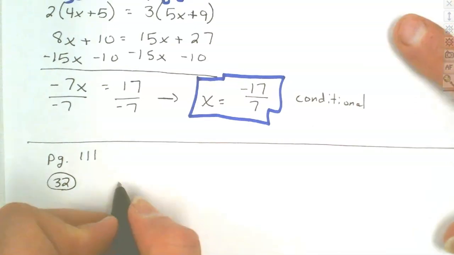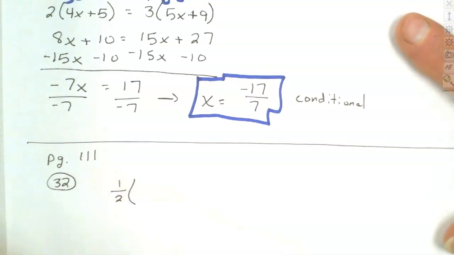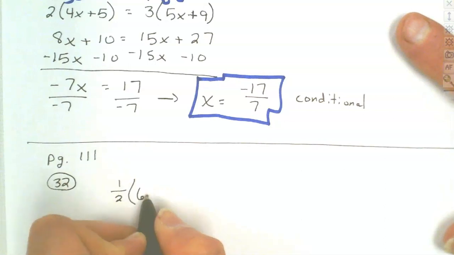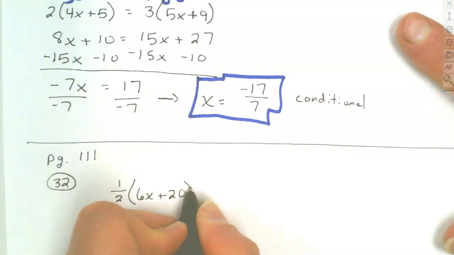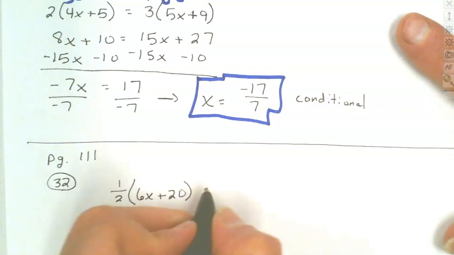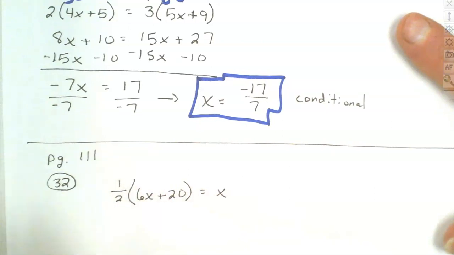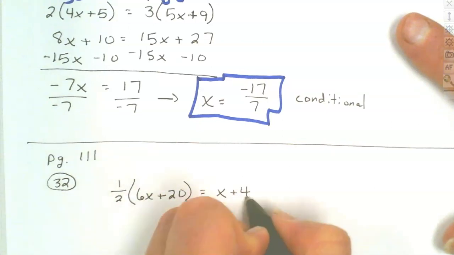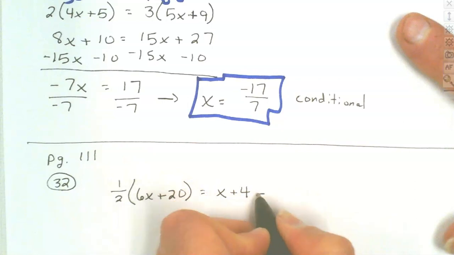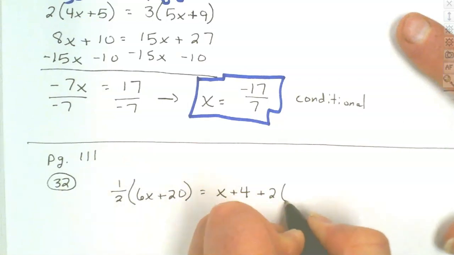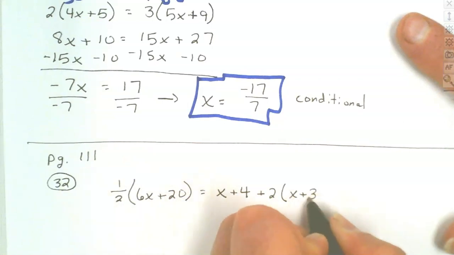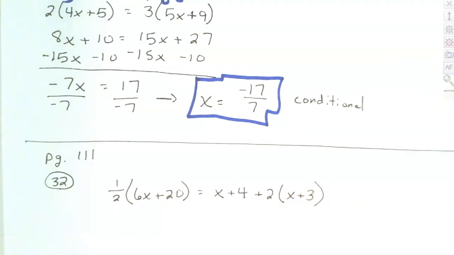And what we've got is 1/2 times 6x plus 20 equals x plus 4 plus 2 times x plus 3 here. Okay, so this is another equation that has a fraction in it.